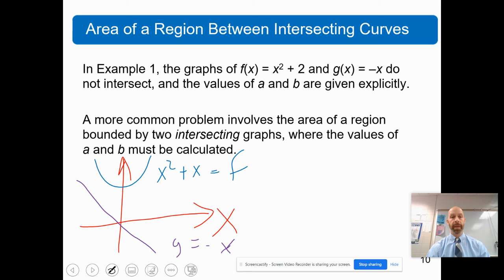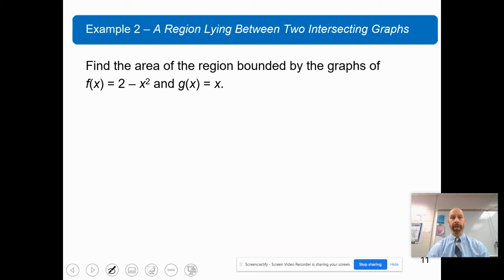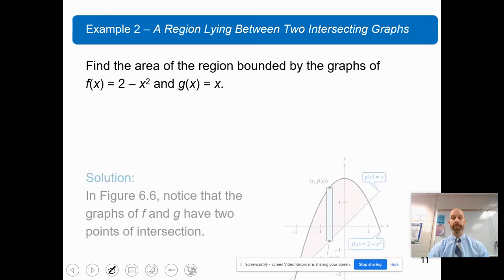So the values of a and b have to be given explicitly, because we could literally pick any values a and b. A more common problem, and this is our second objective, is to find the area of two regions bounded by intersecting graphs. In this case, and this is the important part, you will have to calculate the intersection of a and b. You will have to figure that out algebraically. So here we have a very similar problem. f of x equals 2 minus x squared, and g of x is equal to just x. So this is very similar to our first example.